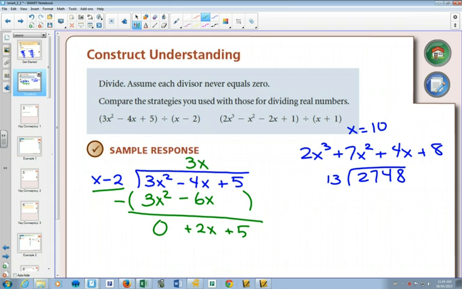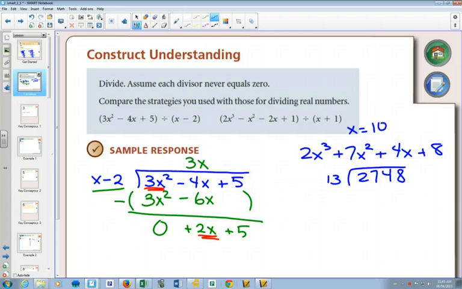So again, you're always looking. First, we looked at the first term, which was the 3x squared, and we found out we would have to multiply by a 3x to get that. Now that we've subtracted, our first term is a 2x. What would we have to multiply our x minus 2 by to get a 2x? We would have to multiply by a 2.